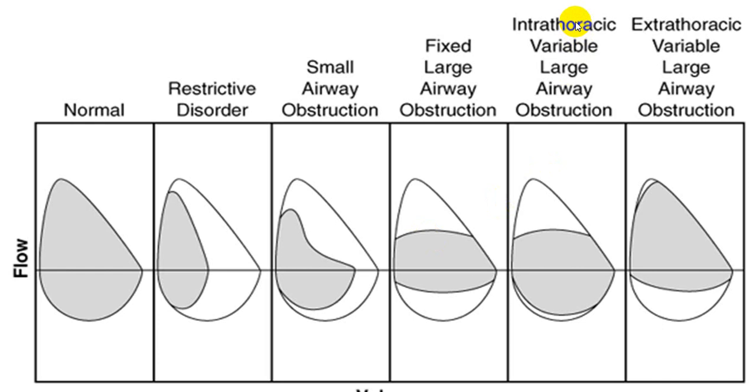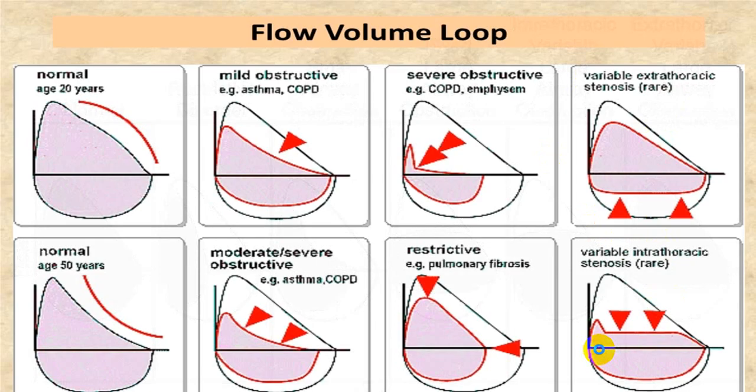And if there is an intrathoracic large airway obstruction, then this inspiration becomes normal, close to normal, while the expiratory flow curve will be reduced. But in extrathoracic variable large airway obstruction, expiration will be good, inspiration will be affected. If you remember, well and good, otherwise forget.